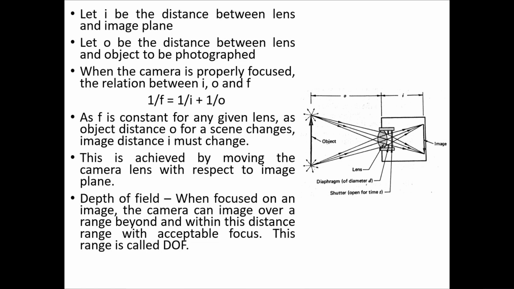Then another term I want to introduce here is depth of field. When focused on an object, the camera can image over a range beyond and within the distance at which the object is focused, with acceptable focus. That range is called depth of field. When you are focusing on a particular point, somewhere further and somewhere nearer than that distance, you will still have an image with decent focus, decent clarity. That range is called depth of field.